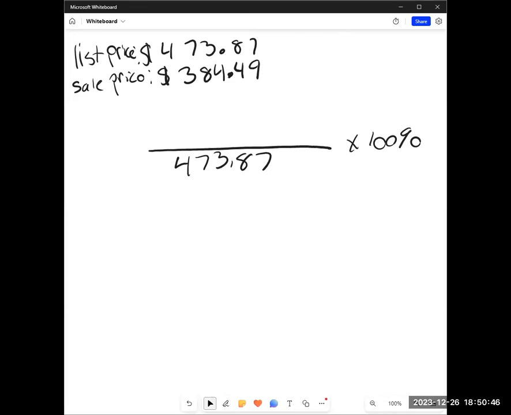$473.87 minus 384.49, which is 89.38. That gets divided by 473.87 and then times 100 is going to be 18.9%. So it's 18.9% off of the list price.